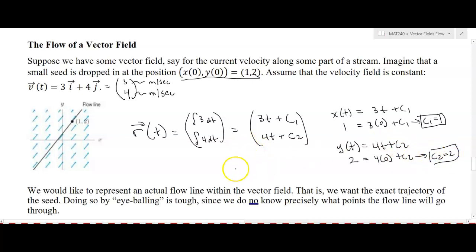So that means that my final position is going to be 3t plus 1 and 4t plus 2. This is what we call the general solution. And this is what we call a particular solution because it is particular to the initial condition that we specified. Now we can go over to Desmos and model this to make sure that it does in fact follow the flow line. So let's go ahead and do that.